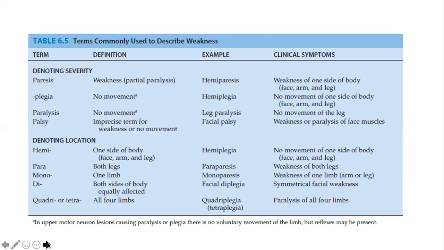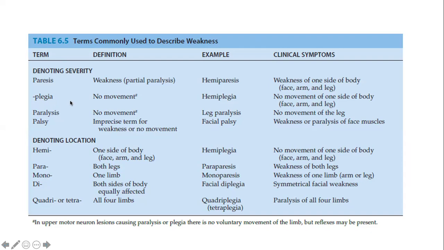Okay, and then another important term that we hear a lot, for example, hemiparesis, or we say hemiplegia, paraparesis or paraplegia, monoparesis or monoplegia, and all of these terms. So what's the difference between paresis and plegia? Usually paresis is just weakness or partial paralysis. So there is some power, but it's weak. If I say plegia, I mean it's zero power. There's no movement at all. So this is the difference between paresis and plegia.